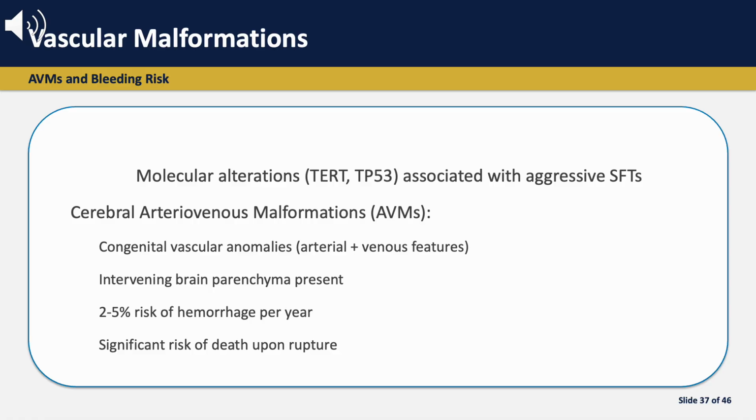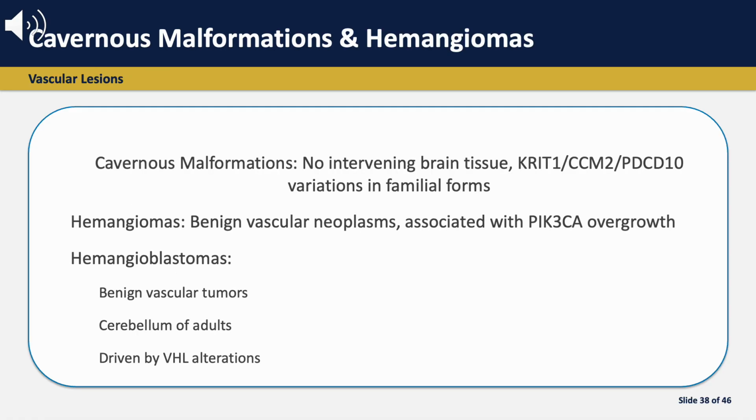Cerebral arteriovenous malformations are congenital vascular anomalies composed of malformed vessels exhibiting both arterial and venous histologic features with intervening brain parenchyma. Given their fragile vasculature, arteriovenous malformations carry a 2 to 5% risk of hemorrhage per year and a significant risk of death upon rupture. Cavernous malformations, by contrast, have no arterial or venous features and no intervening brain tissue.